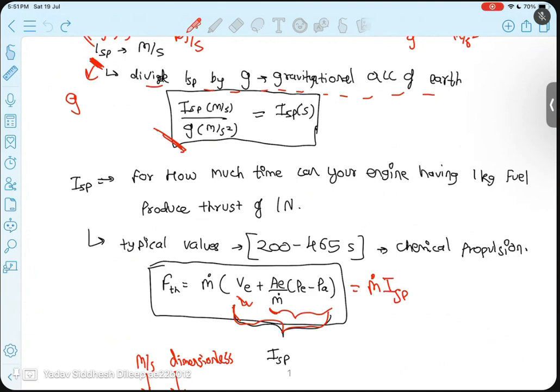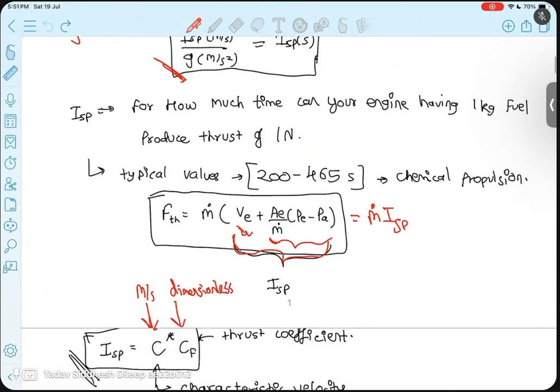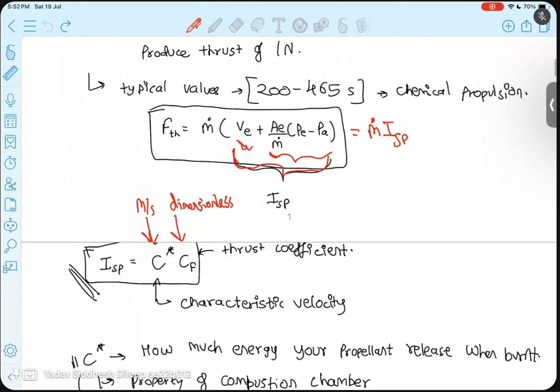So when the propellant has more energy, it can produce 1 newton of thrust for a longer time. And if it has low energy, then it can produce 1 newton of thrust for a shorter time. That is the definition of Isp in seconds. Cool. Typical value of Isp is 200 to 465 seconds for a chemical propulsion system. Highest is 465 seconds for the KVD-1 engine, a Russian engine, of which the cryogenic upper stage of India is a copy. So congratulations, India has all liquid engines as a copy of something.